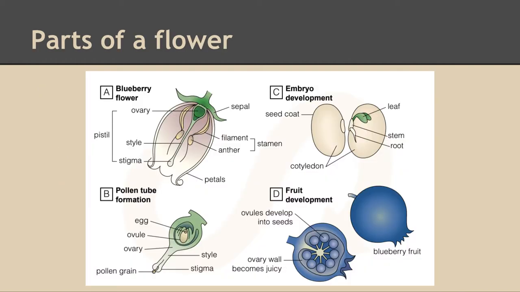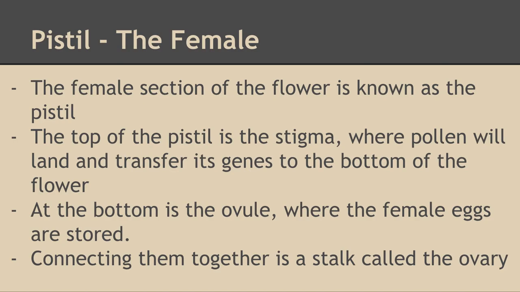We can see these different parts here. In a flower, you have the female pistil running up the middle, and then you have the male stamen along the sides. The pistil has a couple of parts to itself as well. The top of the pistil is known as the stigma. This is where the pollen will land so it can transfer its genes down to the bottom of the flower.